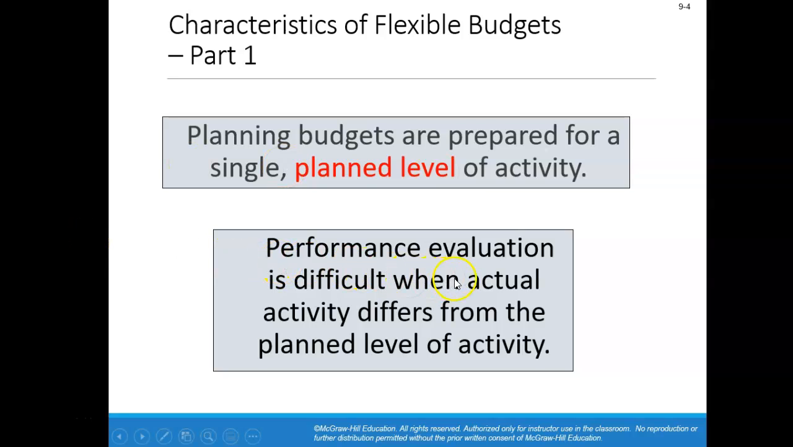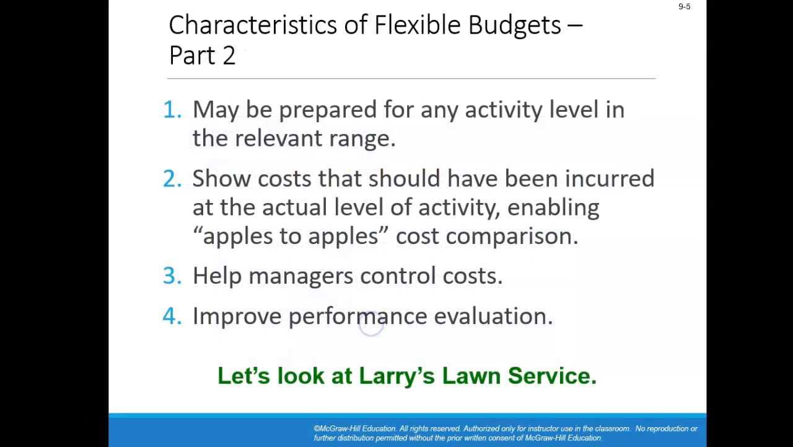Now, performance evaluation can be difficult when the actual activity differs from that planned level of activity. So our budget was produced based upon producing 100,000 units. But what if we only produce 75,000 units? What impact does this have on our particular budget? So with a flexible budget, it's going to give us more flexibility.